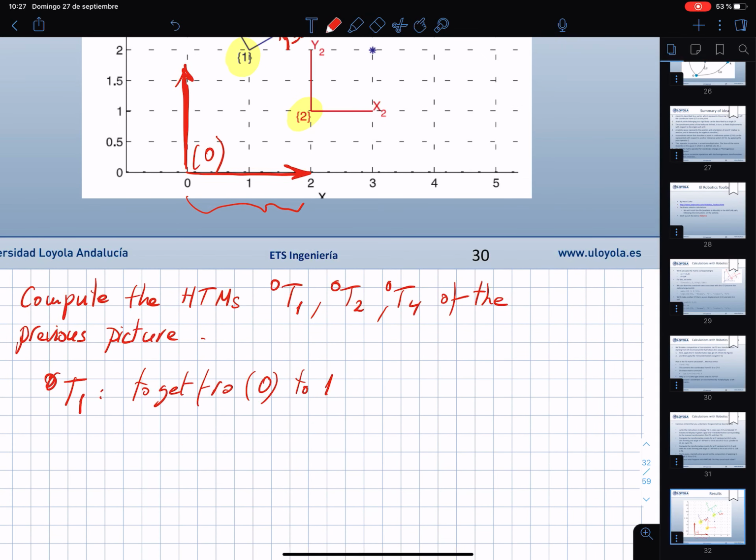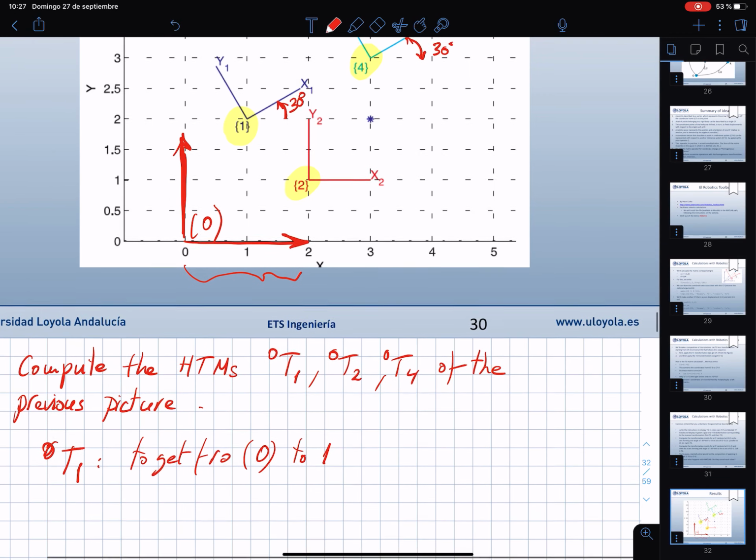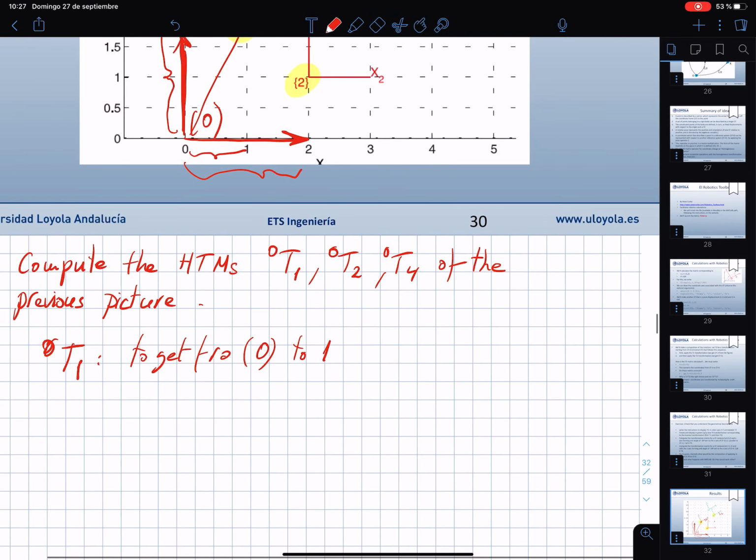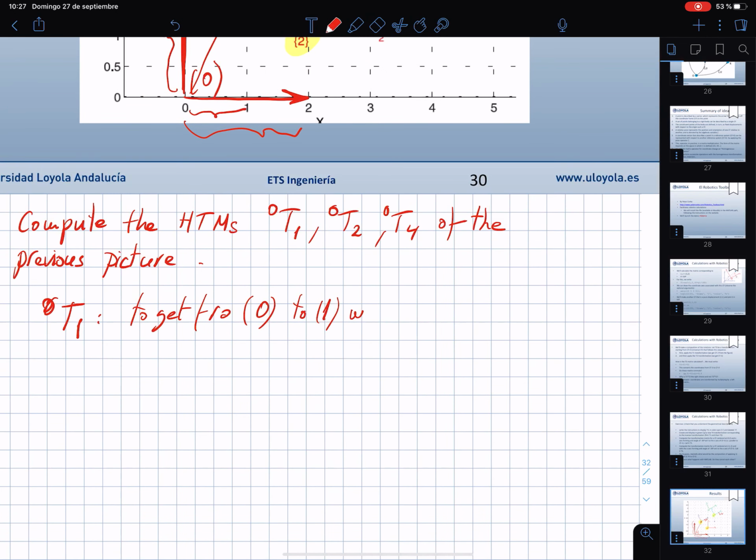And we have that to get from 0 to 1, we make a displacement of 1 unit in the x direction and 2 units in the y direction, to get to the origin of 1. So to get from 0 to 1, we translate, or we displace, 0 along the 1, 2 vector. This is in coordinates of 0.